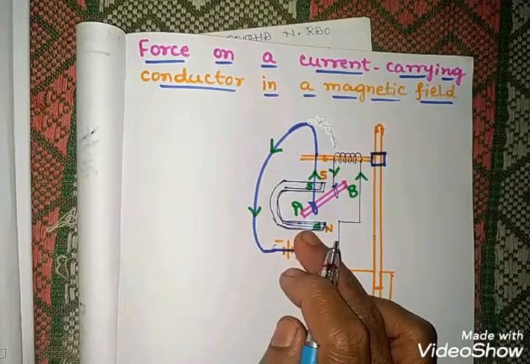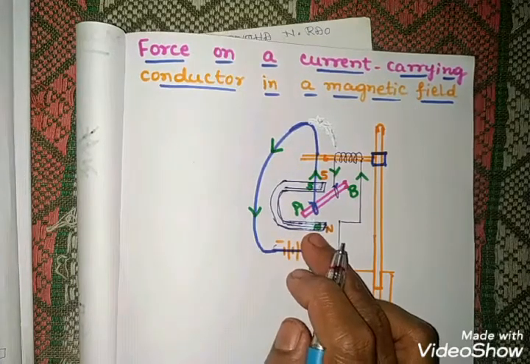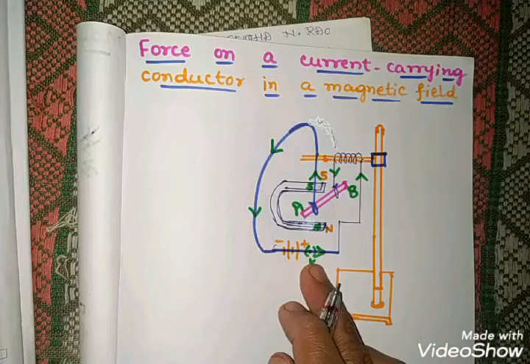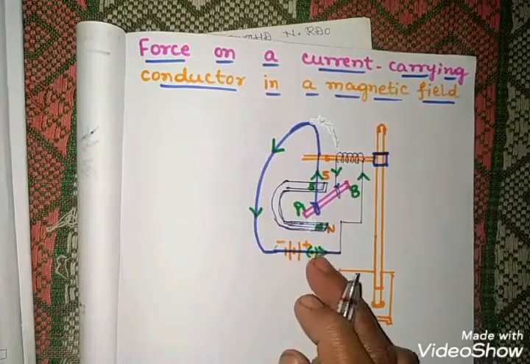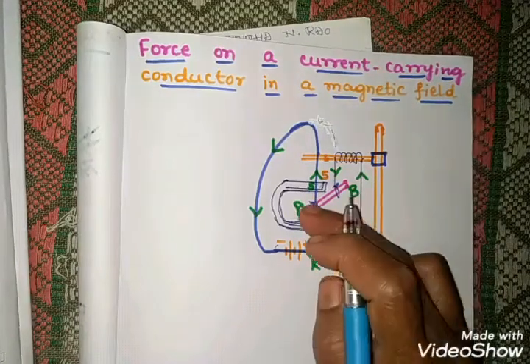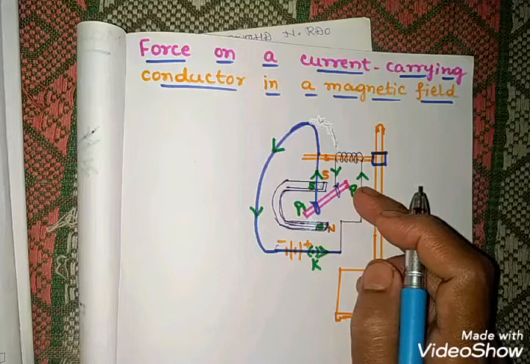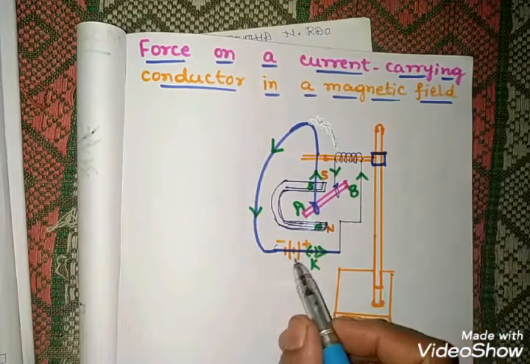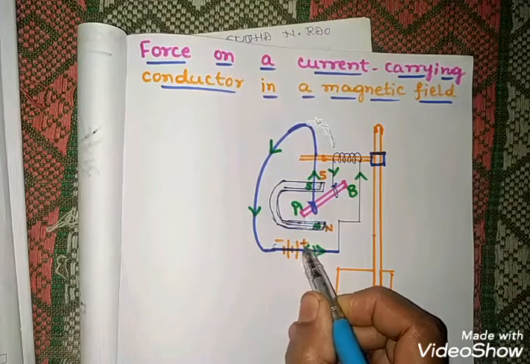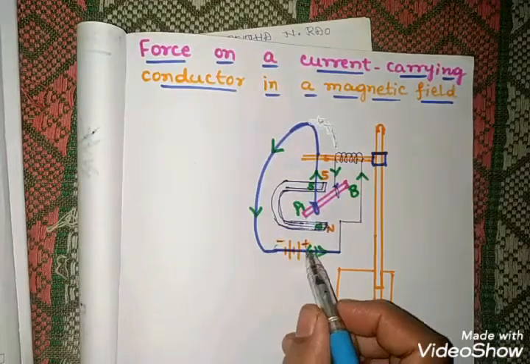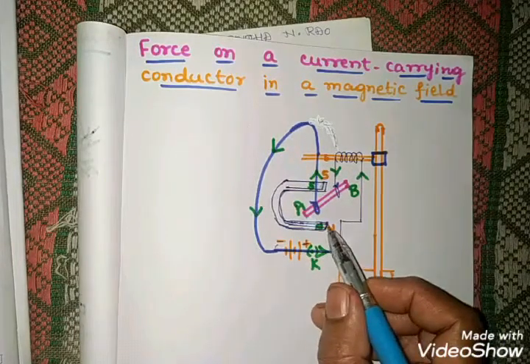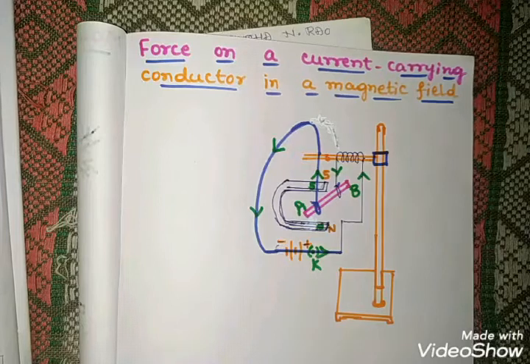Then the aluminum rod is connected in series with a battery, plug key, and a rheostat, which we can use to change the current. Rheostat is a variable resistance. Now observe, children, this is the positive terminal of the battery. Here is the negative terminal of the battery. Conventionally the current always flows from positive terminal to negative terminal, right?